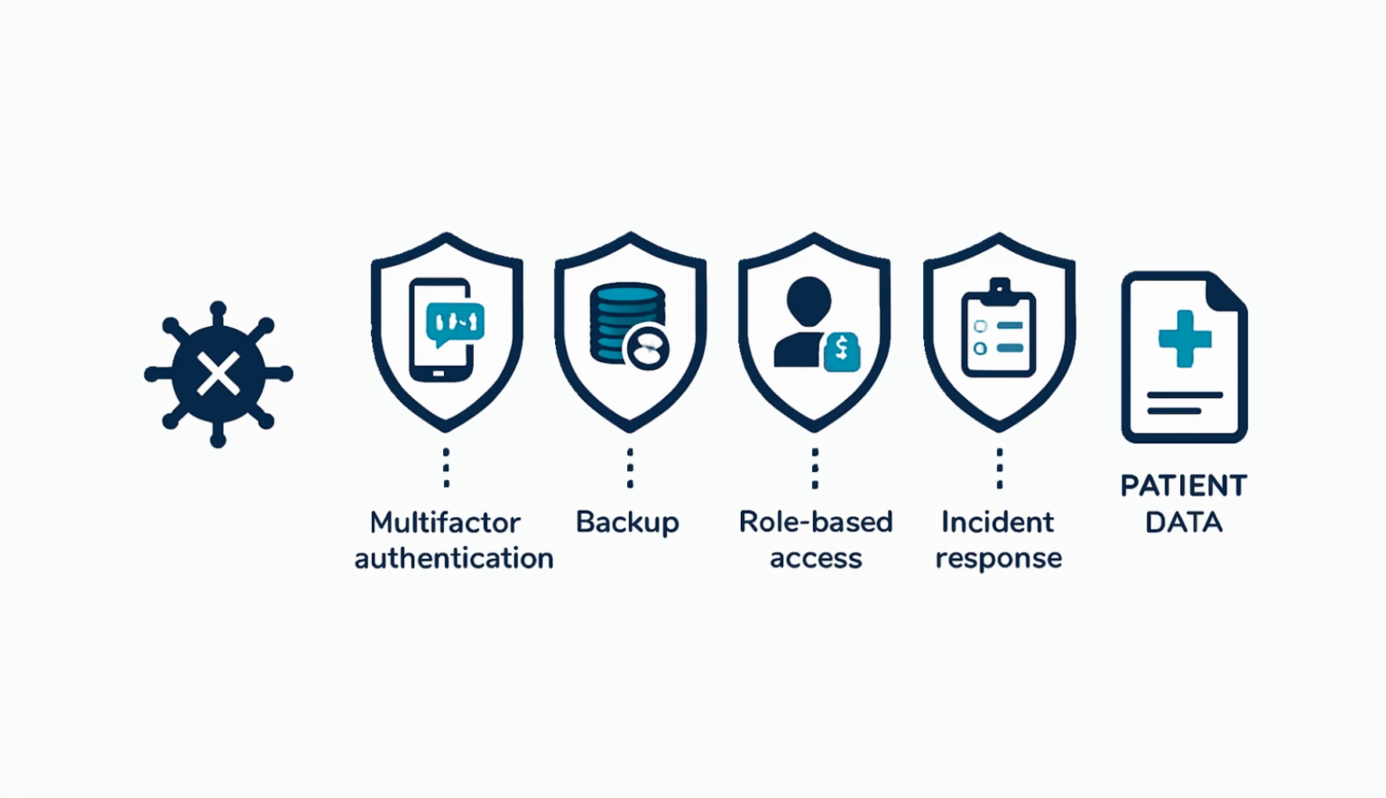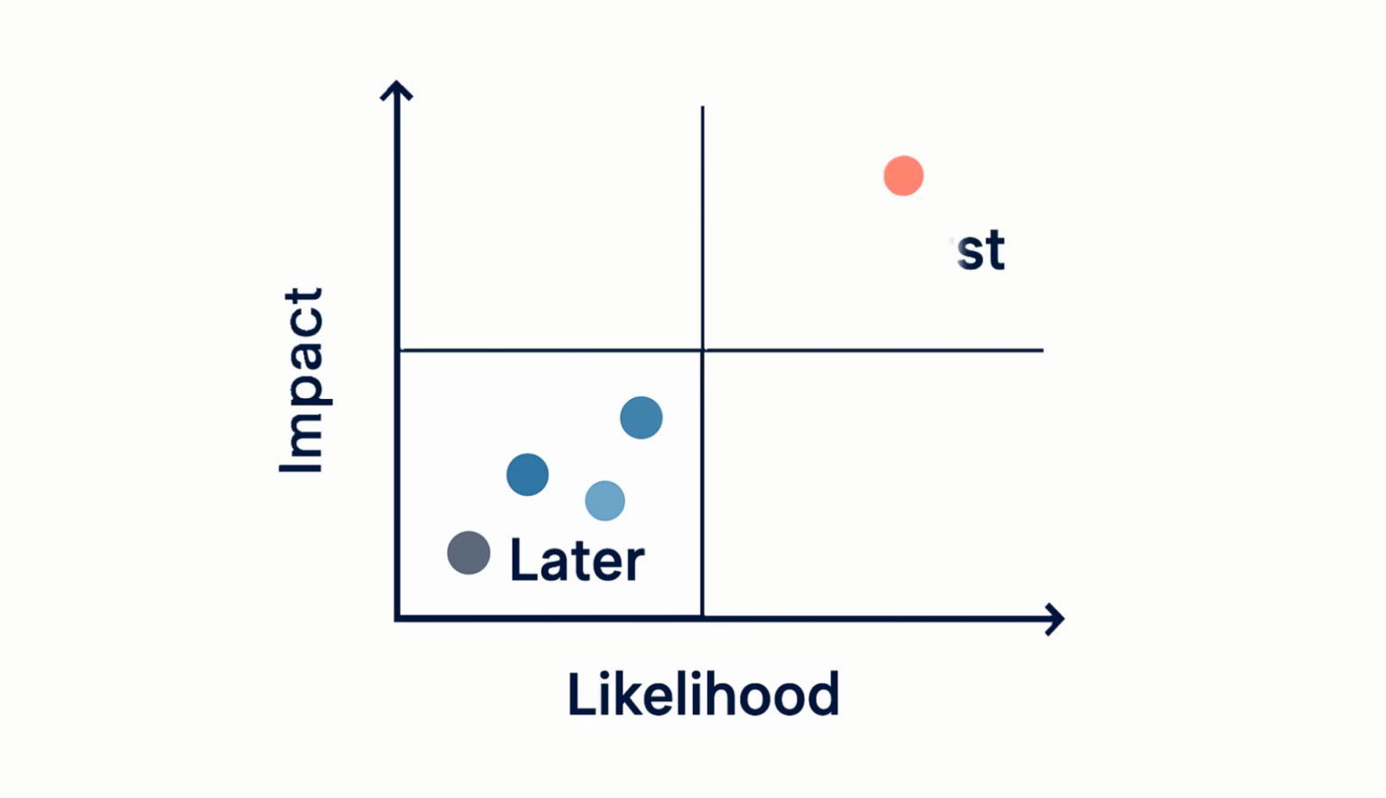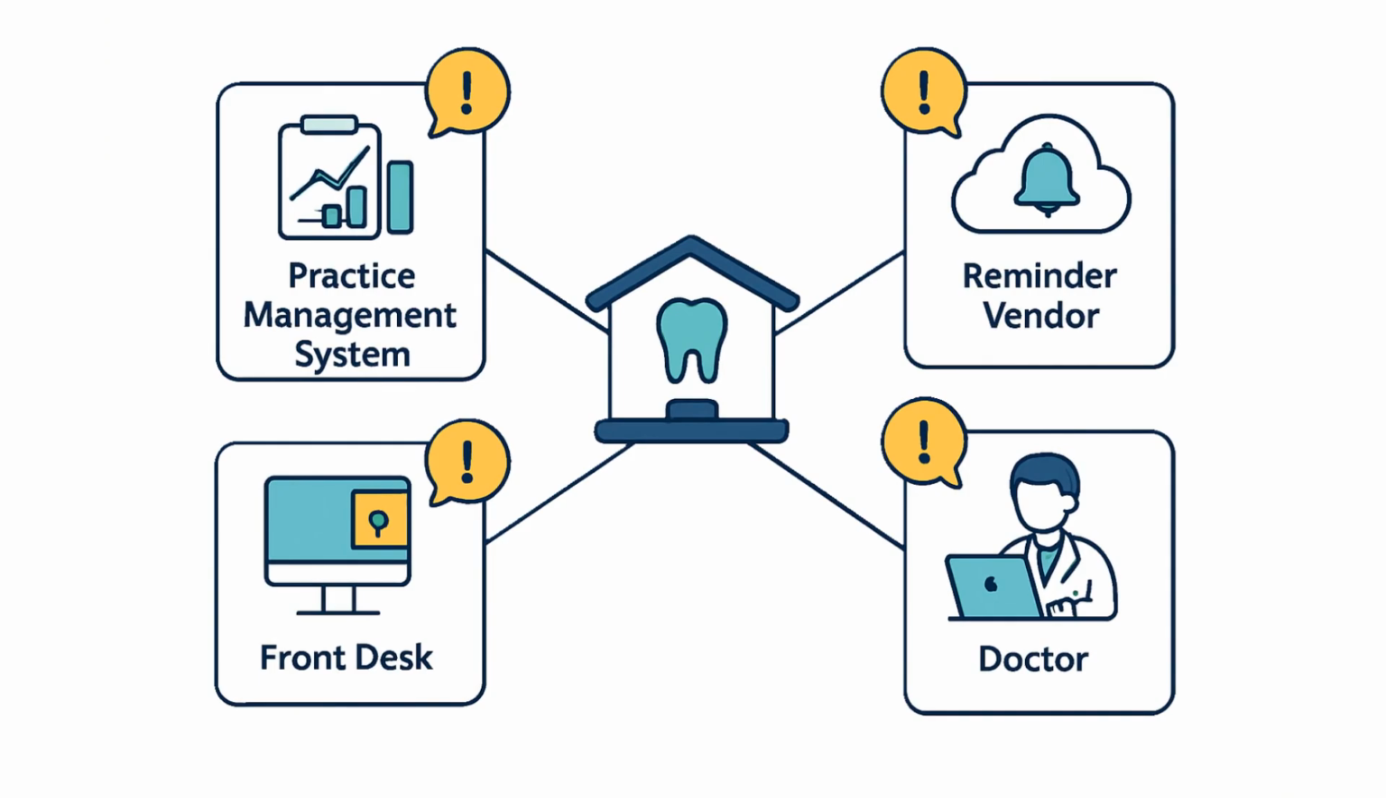After that, you measure the safeguards you already have. Maybe you use multi-factor authentication, backups, role-based access, or incident response steps. This matters because risk is not just about what could happen. It's about what could happen given your current controls. Now the assessment becomes practical. For each risk, ask two things. How likely is this? And if it happens, how bad would it be? That is how you turn a vague list of worries into priorities. High likelihood and high impact rise to the top. Low likelihood and low impact can wait. The goal is not to fix everything at once. The goal is to fix the right things first.